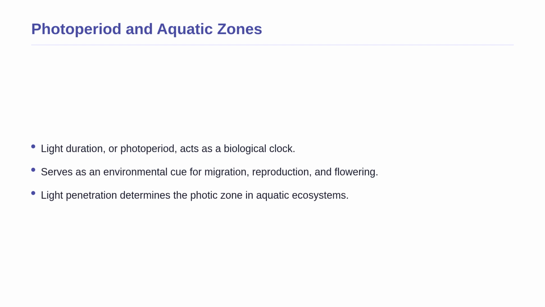Furthermore, in aquatic ecosystems, light penetration is the defining factor for life. It determines the photic zone, which is the only layer of water where photosynthetic life can exist. The availability of light changes drastically depending on the physical structure of the habitat, structuring the entire underwater community.